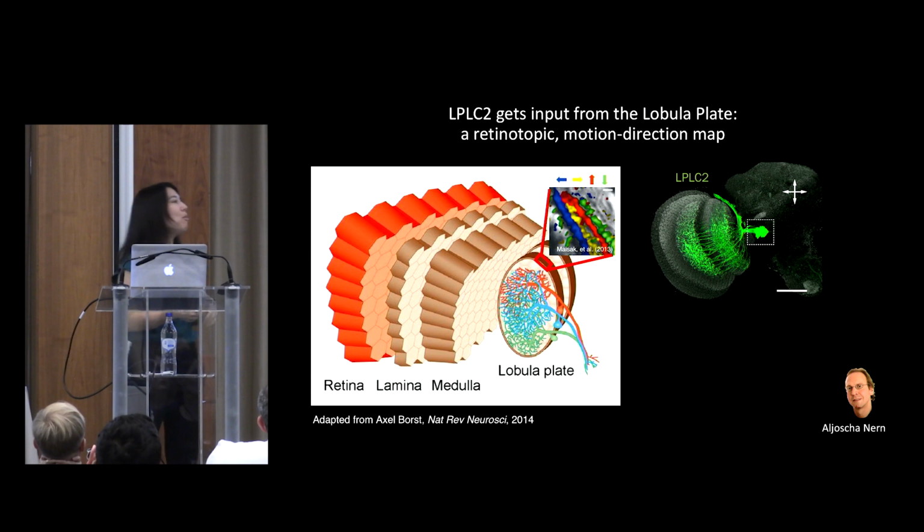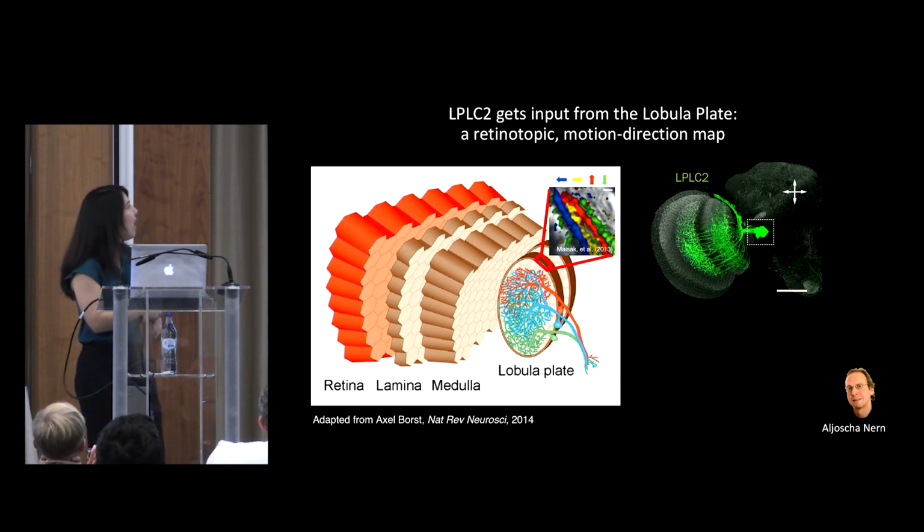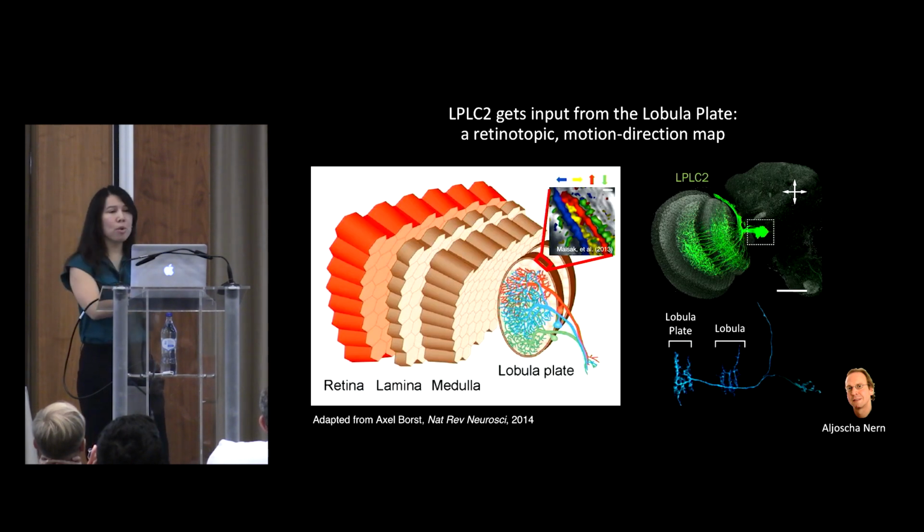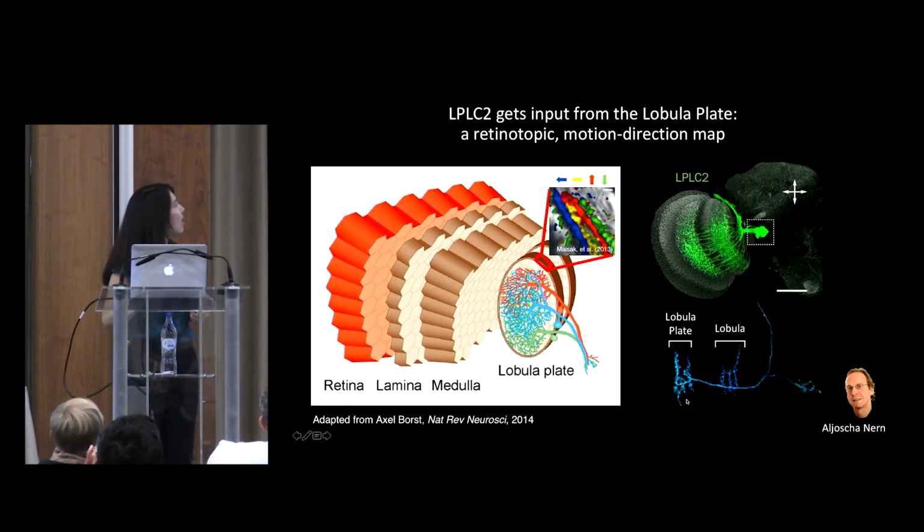And that cell type we call LPLC2. And so here's what it looks like. Here are its dendrites that are in the lobular plate. This is just a single one. This is a population of about 100 neurons.